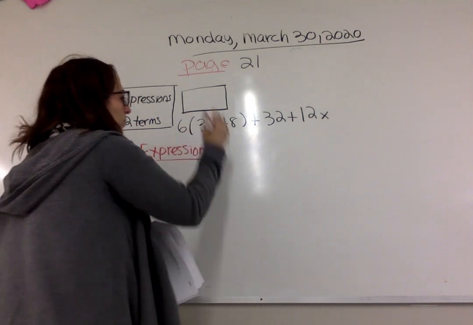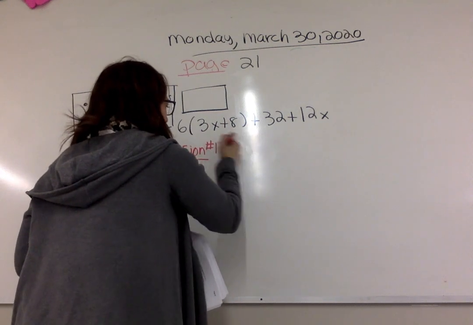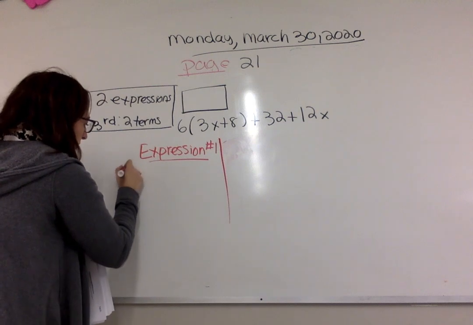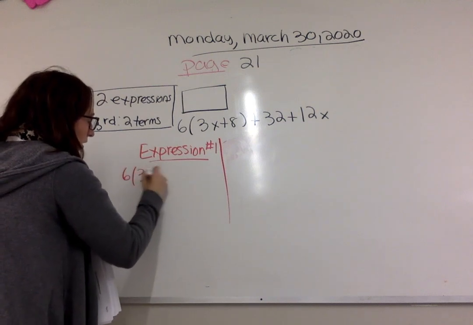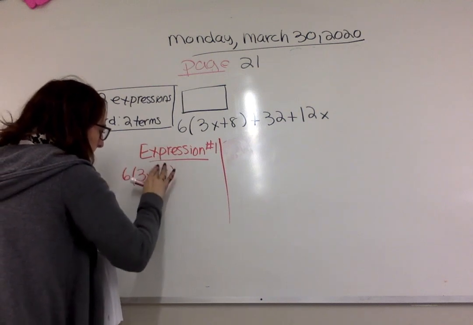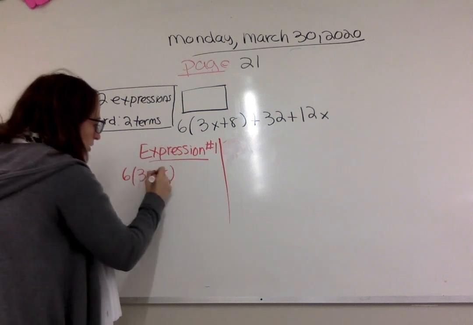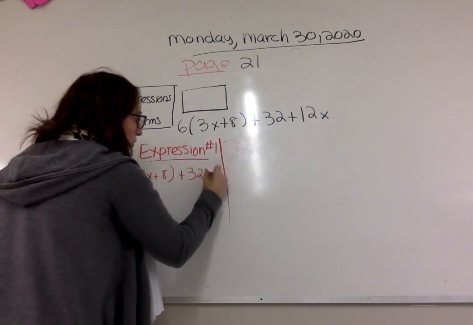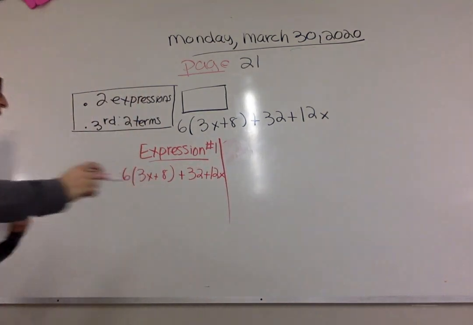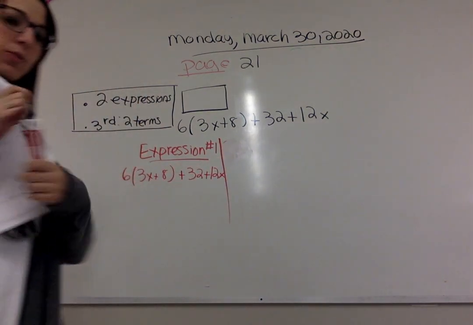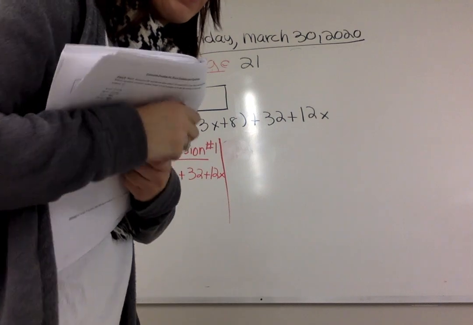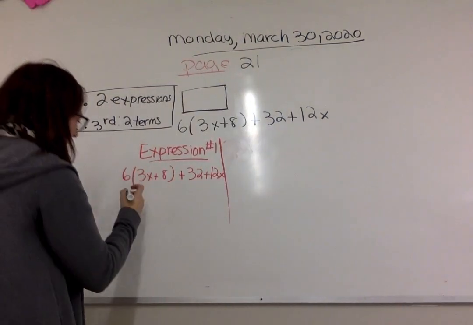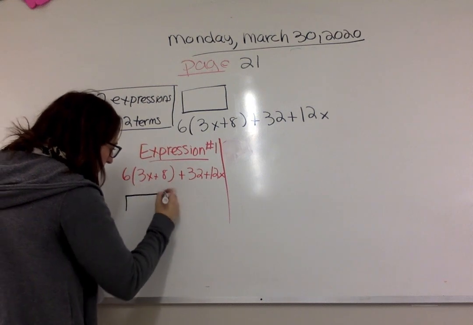6 times 3, which is 18x. I'm going to show you this way. So I'm going to rewrite it. 6 times 3x plus 8. Make these smaller so you don't get confused. Plus 32 plus 12x. Now, we want to use the distributive method of the distributive property, which is the box method. So let's make a box for this part, what's in the parentheses.